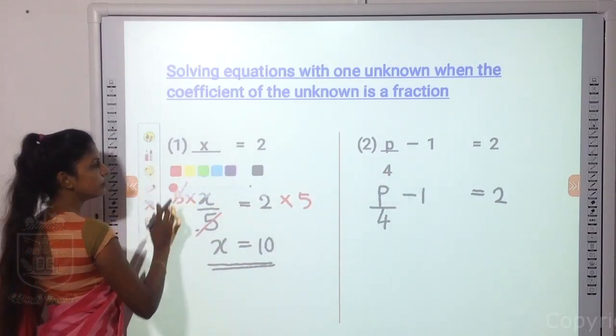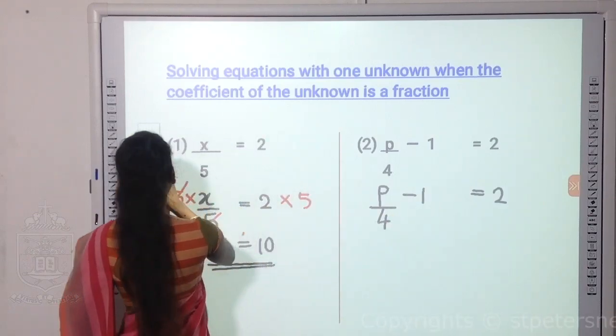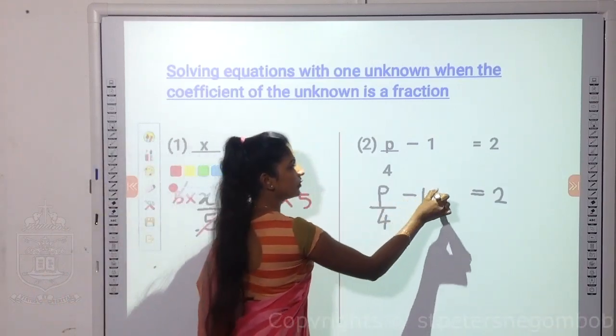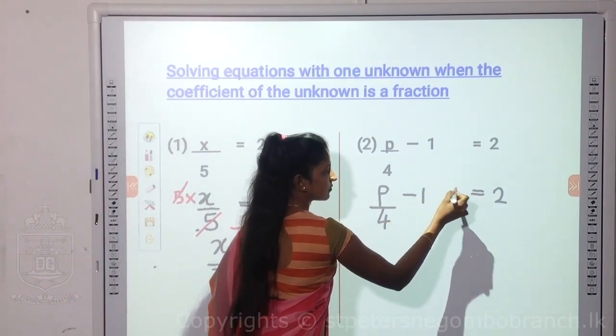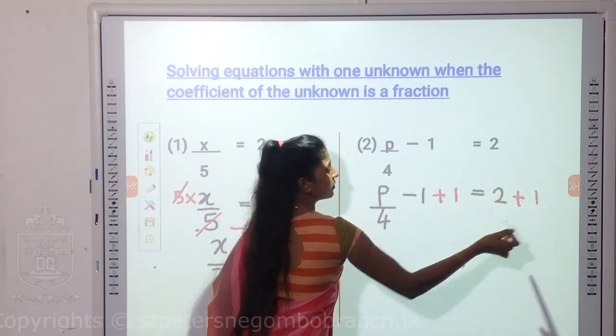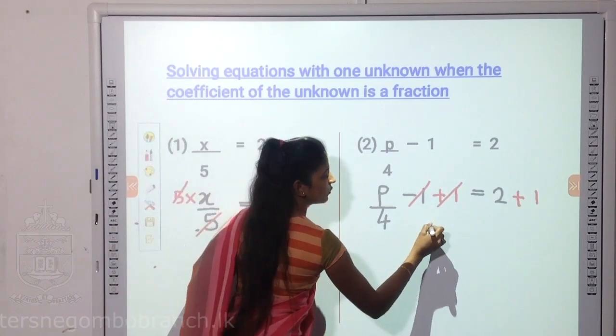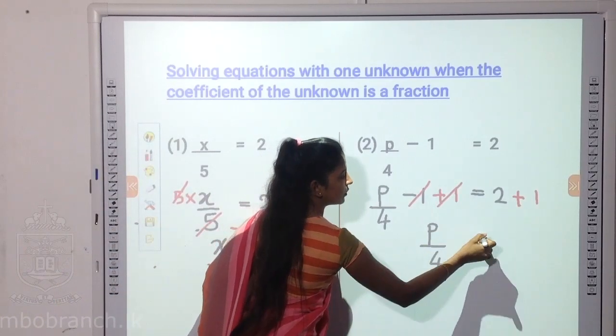So in order to remove minus 1, you have to add 1 to both sides. Once you add 1, this 1 will cancel and what is remaining? P over 4 equals 3.